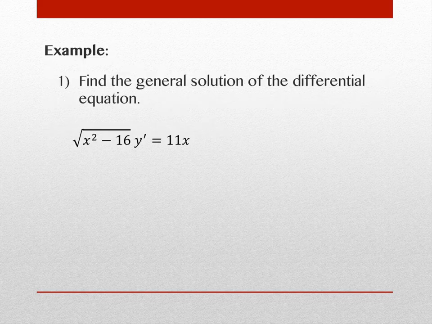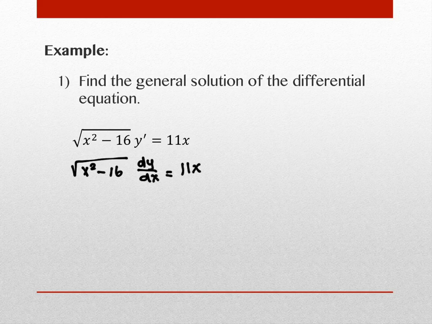So we'll take a look at an example. We have the square root of x squared minus 16 times y prime equals 11y. And the first thing that we're going to do when we start this is we're going to rewrite the y prime as dy dx. Okay, everybody good with that?